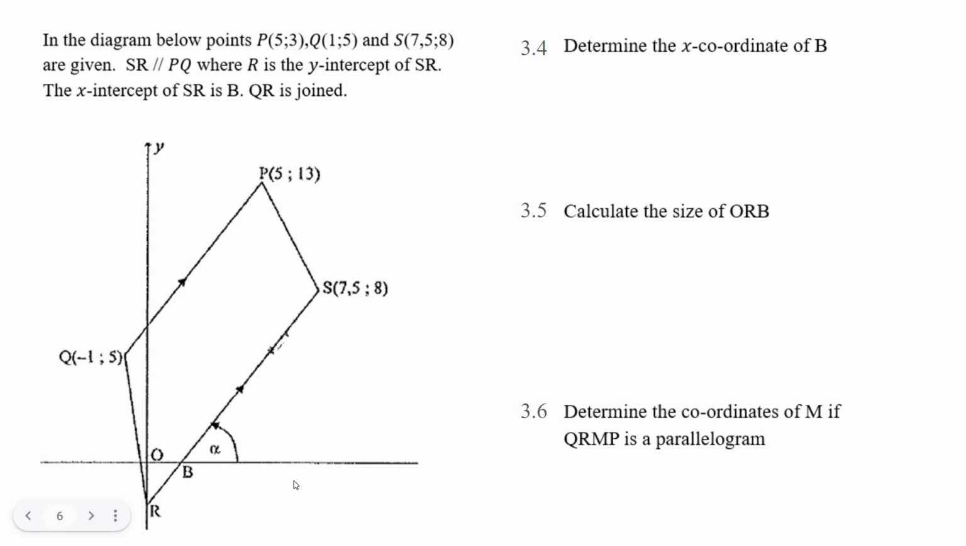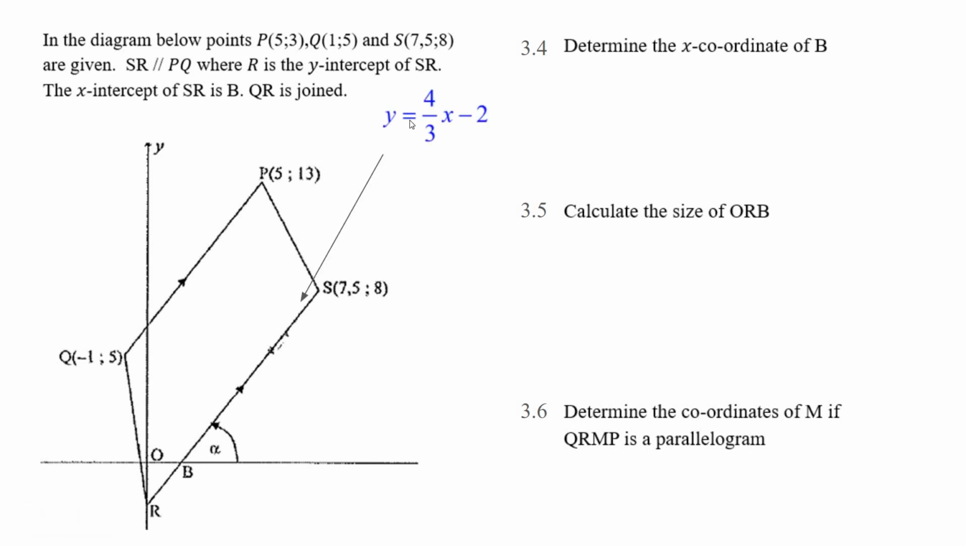Okay, let's try the next part here. They say that we should try and determine the x-coordinate of B here. The x-coordinate of B, but didn't we just figure out what the equation of the line is? And then this B here is an x-intercept. We just let y equal 0.